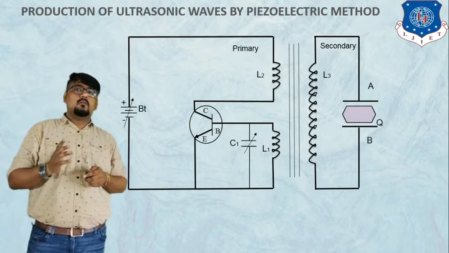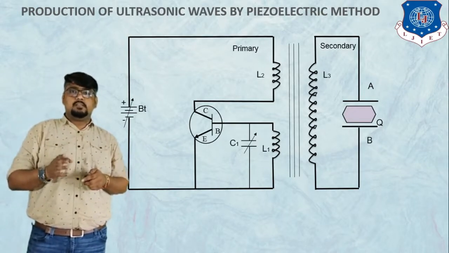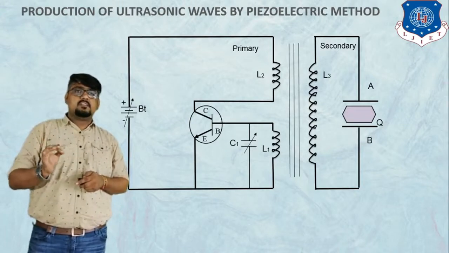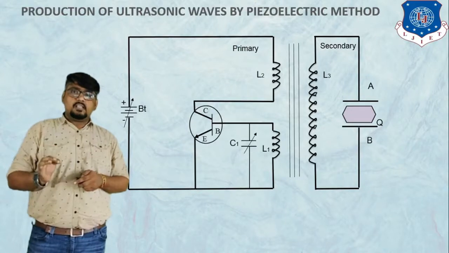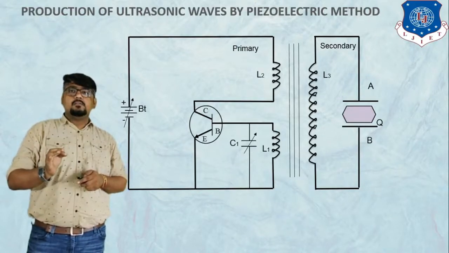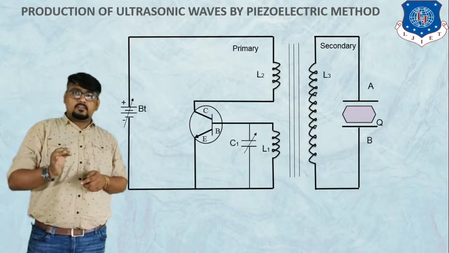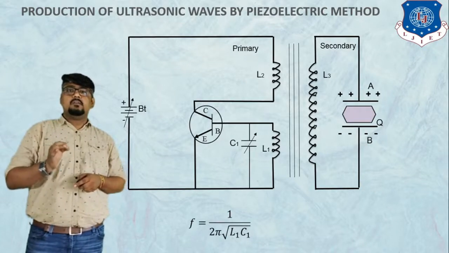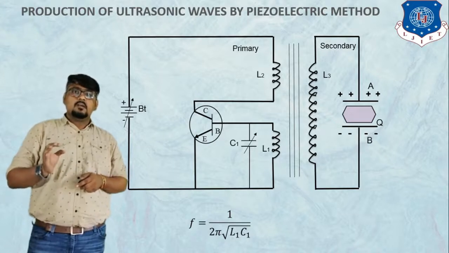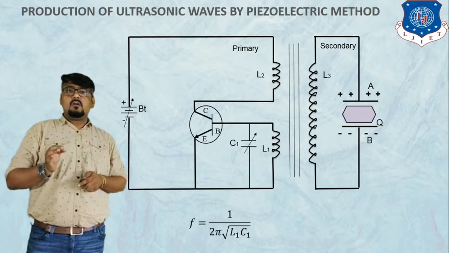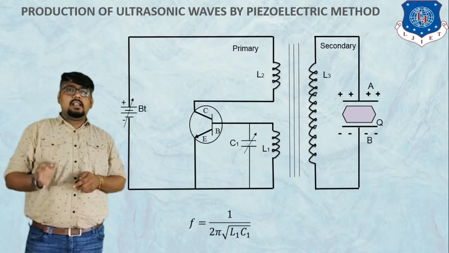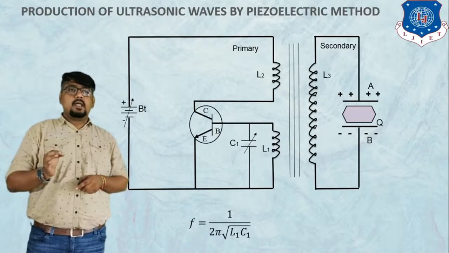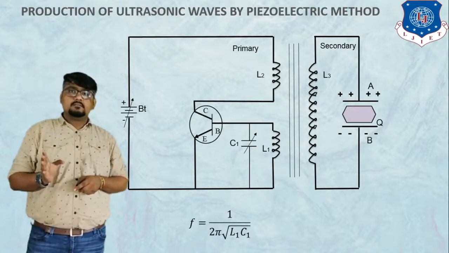Now let us move on to the working of the piezoelectric oscillator. When the battery is switched on, the oscillator tank circuit will produce an alternating voltage of frequency f equals 1 upon 2 pi root L1C1. Now, because of the transformer action, the coil L3 gets EMF, and that EMF is applied to the plates A and B.